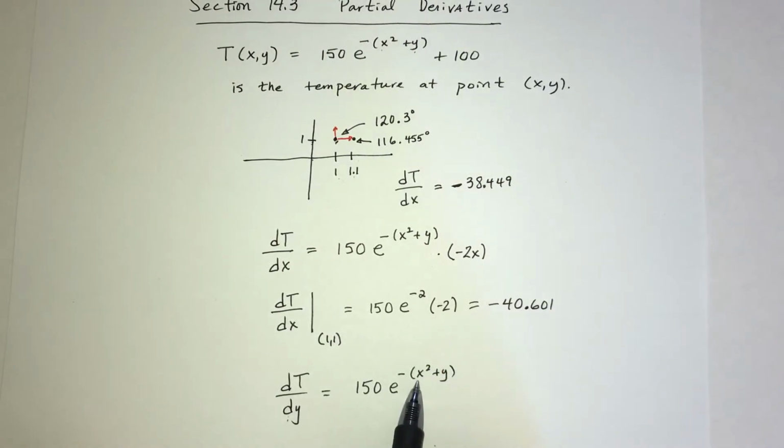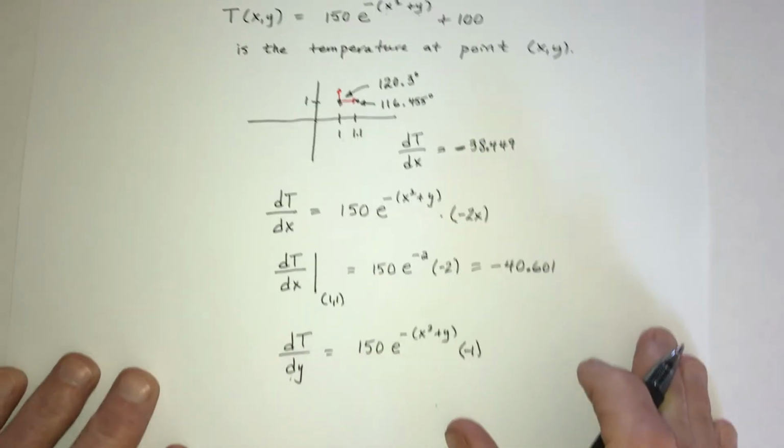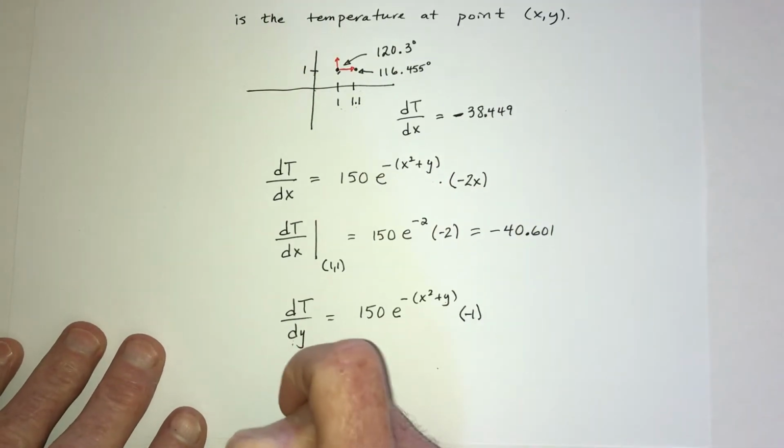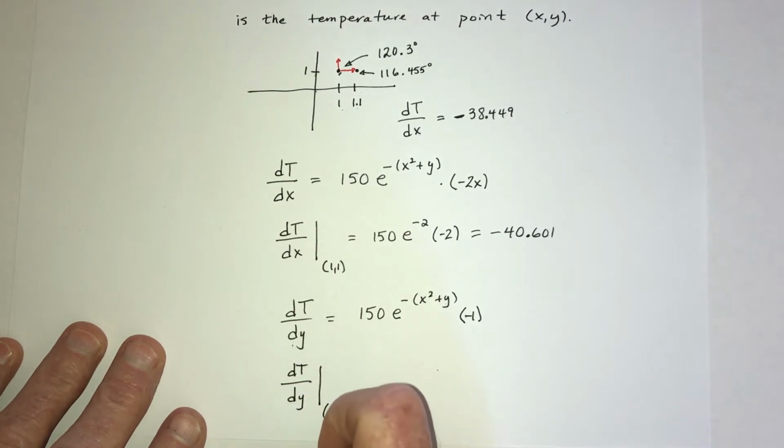Then do the chain rule. Since this is being held constant, the derivative is 0. The derivative of y would be 1, so it's going to be negative 1. And then, to finish this one up, plug in the 1, comma 1.